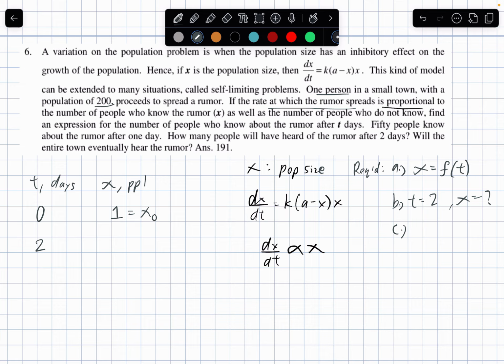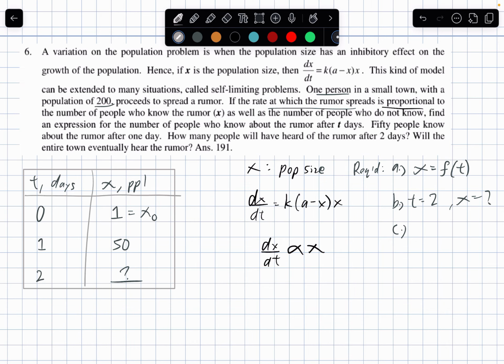50 people know about the rumor after 1 day. Okay, t is equal to 1, and 50 is the x. The second day, this is what we have to look for. How many people will have heard the rumor after 2 days? I think this is sufficient. We have 2 pairs. Fortunately, this is the scenario, unlike a while ago. It's much more difficult to comprehend the problem if it were not that straightforward, no?